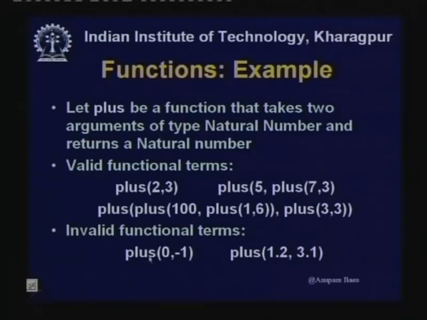Based on that definition, plus with minus 1 is an invalid function, because minus 1 is not a natural number, and I have defined plus to be a function where both arguments should be of type natural number and which returns a natural number. Neither of these two is satisfied. Similarly, plus 1.2, 3.1 is not a valid function based on the definition of plus, because 1.2 and 3.1 are not natural numbers, they belong to the real numbers.